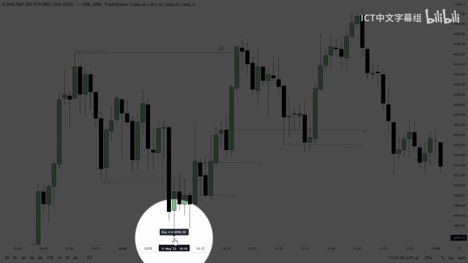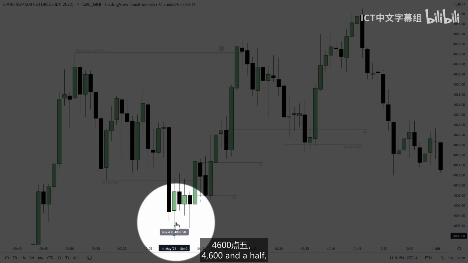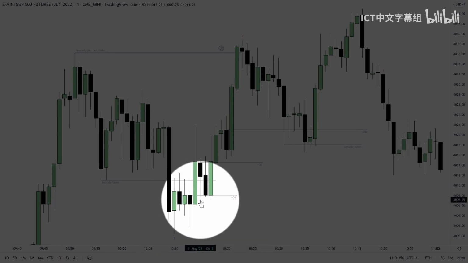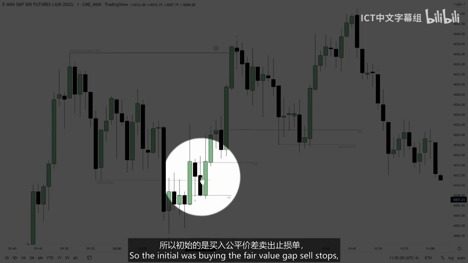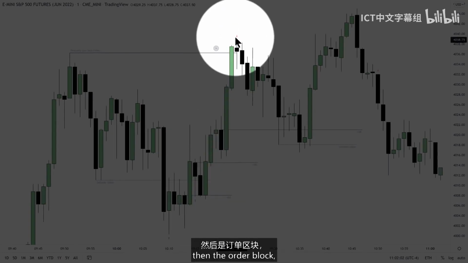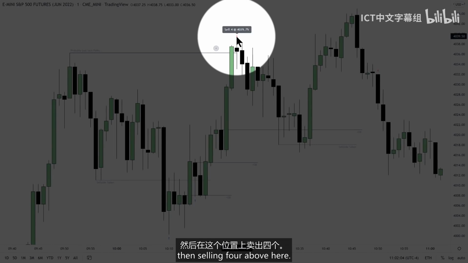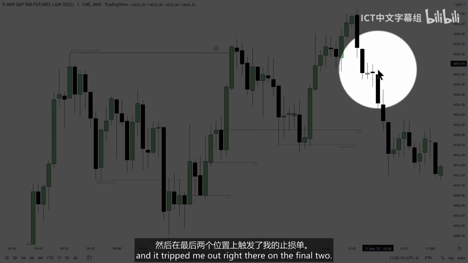So here is the final. Here is the buying for 4,006.5, and then buying this here. So the initial was buying the fair value gap sell stops, then the order block, then selling 4 above here, and I moved the stop loss up, and it tripped me out right there on the final 2.